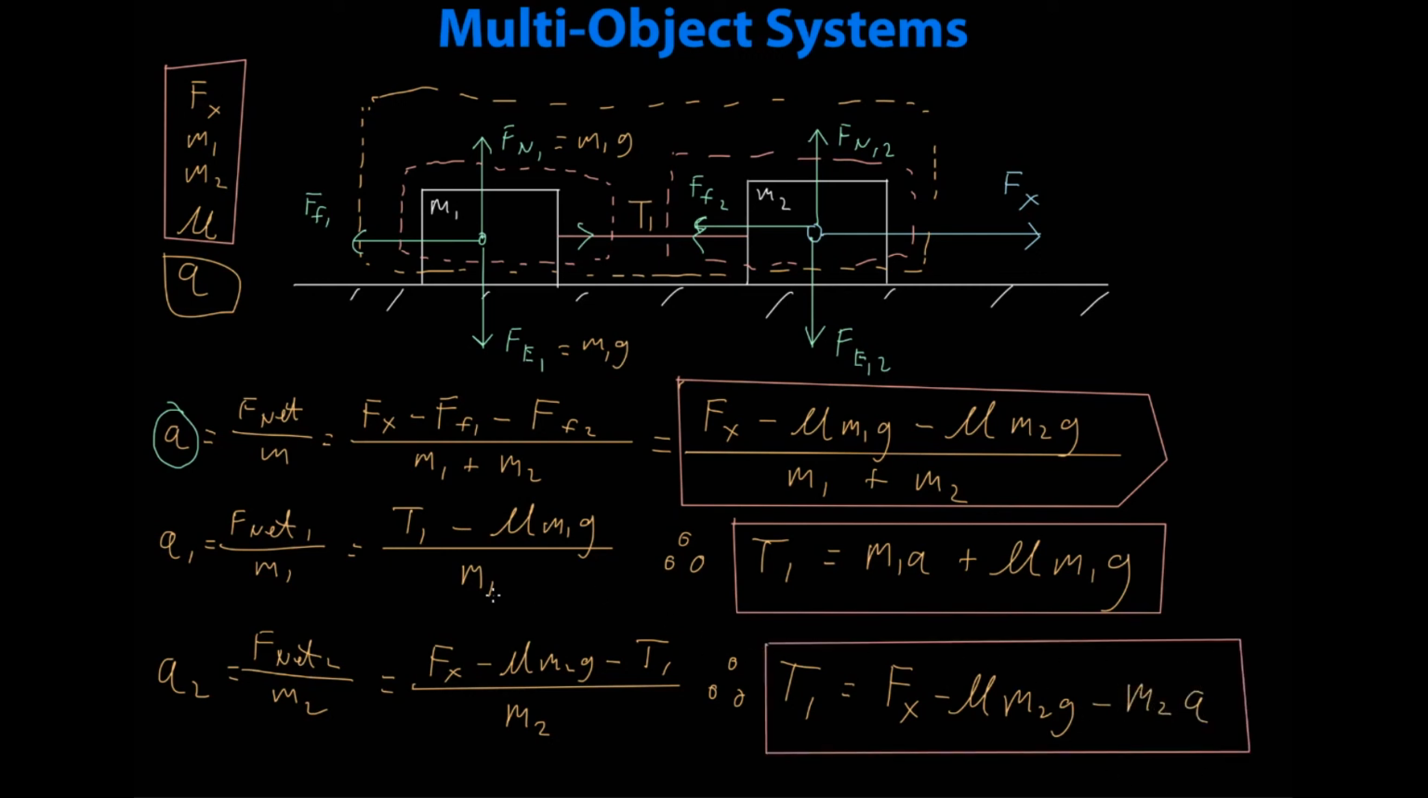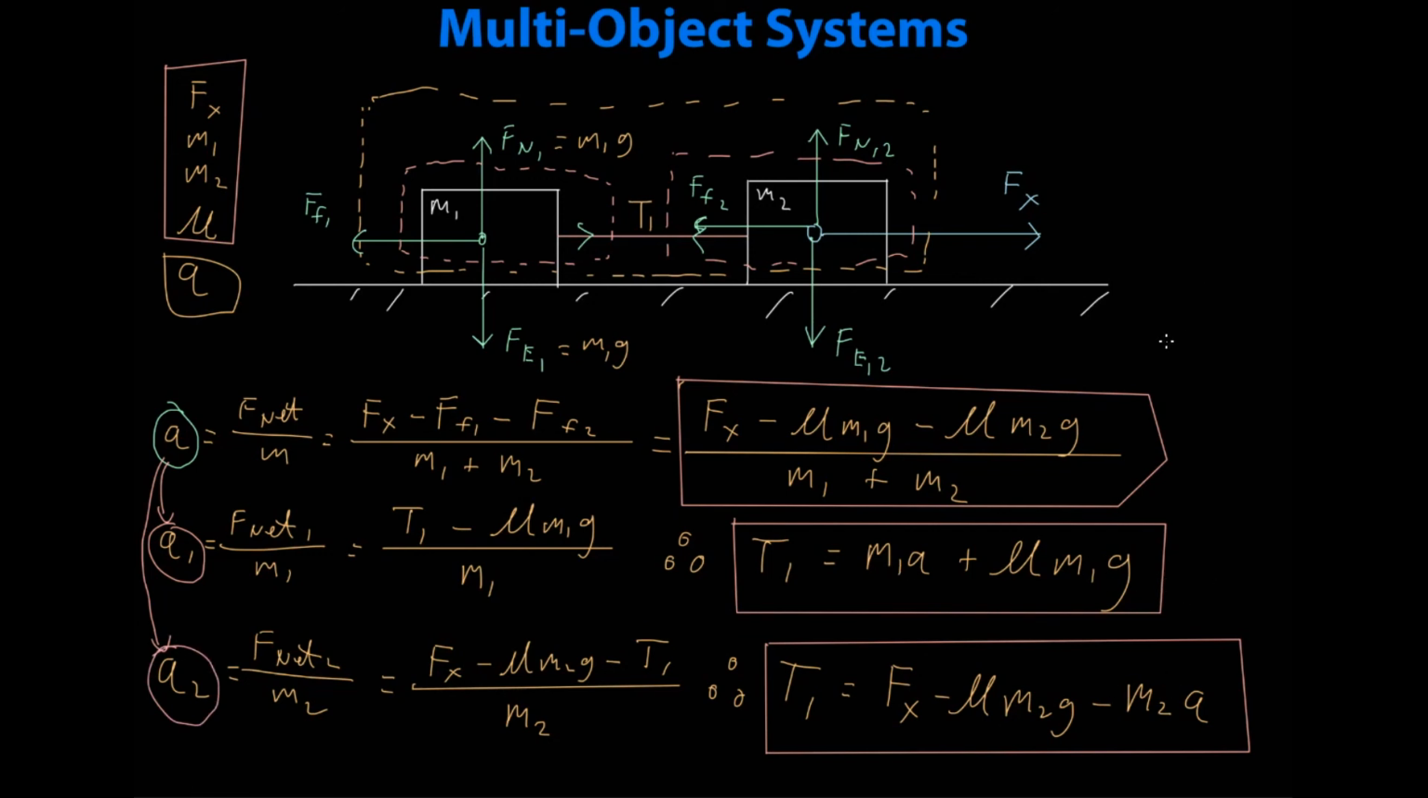And again, this works because this is the acceleration of the system. It's the first thing we found. Once I found the acceleration of the system, that is the acceleration of mass 1, and that is the acceleration of mass 2. They are the same value, which is why I can now use it here.